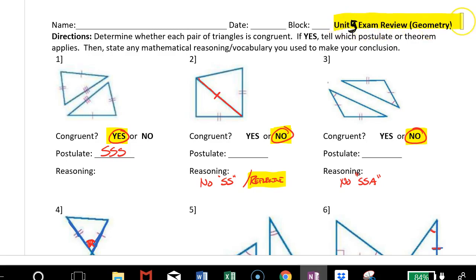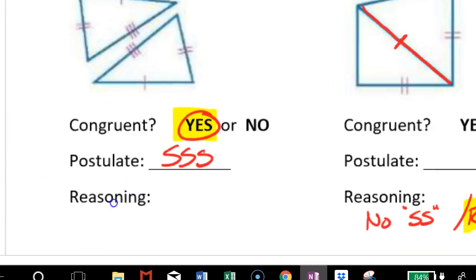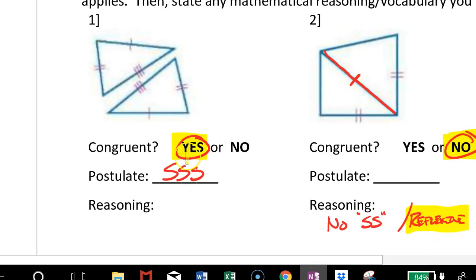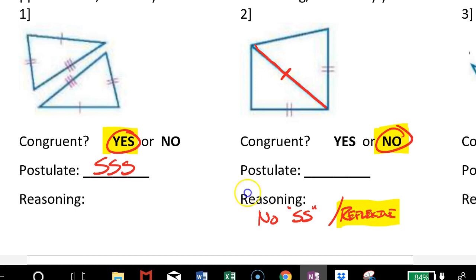Unit 5 exam review for geometry. We're determining whether the pairs of triangles are congruent. If so, what postulate or theorem, and stating any additional reasoning we may use. Question number 1, yes, these are congruent by triangle postulates side, side, side. Notice all 3 sides of these triangles are marked as congruent, so therefore we don't need to provide any reasoning.